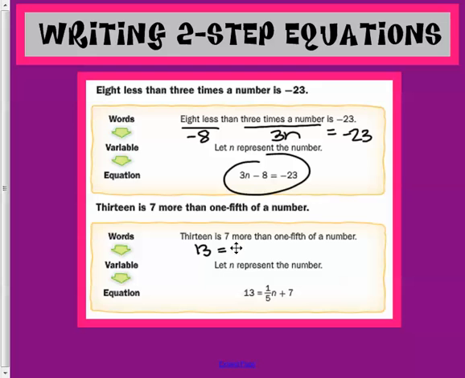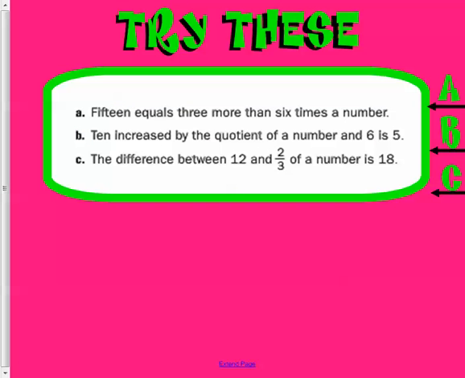13 is 7 more, so I'm adding 7, plus 7, then 1/5 of means multiply in math, a number. So let n represent it. I'm taking 1/5 of a number and I'm adding 7 more to it. So this is our final answer. Go ahead and try these for me, and I'll be back in just a second to show you what I did.